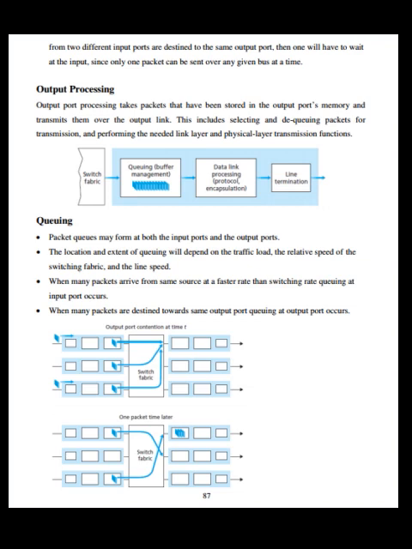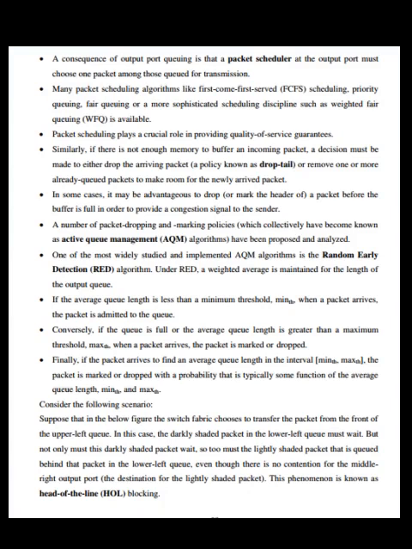Queuing. Packet queues may form at both the input ports and output ports. The location and extent of queuing will depend on the traffic load, the relative speed of the switching fabric, and the line speed. When many packets arrive from the same source at a faster rate than the switching rate, queuing at input ports occurs. When many packets are destined towards the same output port, queuing at the output port occurs. See the figure here. A consequence of output port queuing is that a packet scheduler at the output port must choose one packet among those queued for transmission.